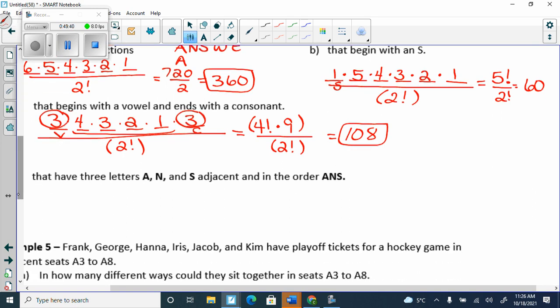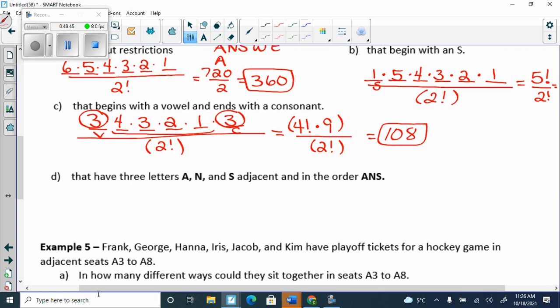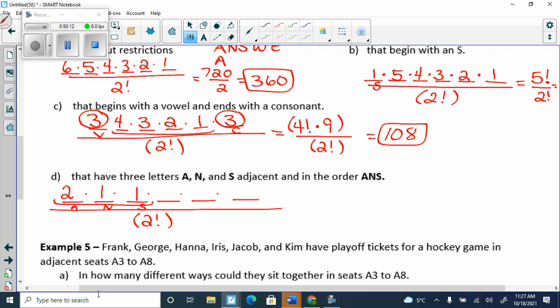Now here it says that you have 3 letters A, N, S in the order A, N, S. So I'm going to go 2 factorial on the bottom. Then I need to have it in the order A, N, S, which people tell me is 1, 1, 1. That's not true though. It's 2 because you have 2 A's. This has to be an A, this has to be an N, this has to be an S. How many N's? 1. How many S's? 1. Now I know you can't tell the A's apart, but the 2 factorial gets rid of those cases, right? So we treat them like you can tell them apart. And how many letters are left?